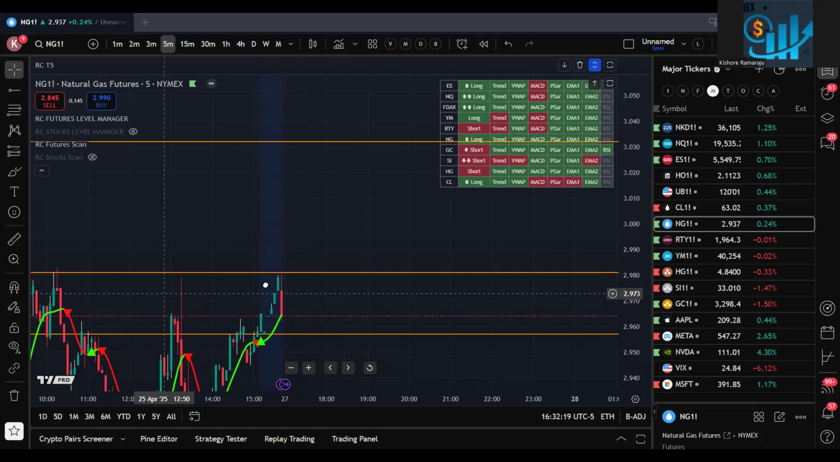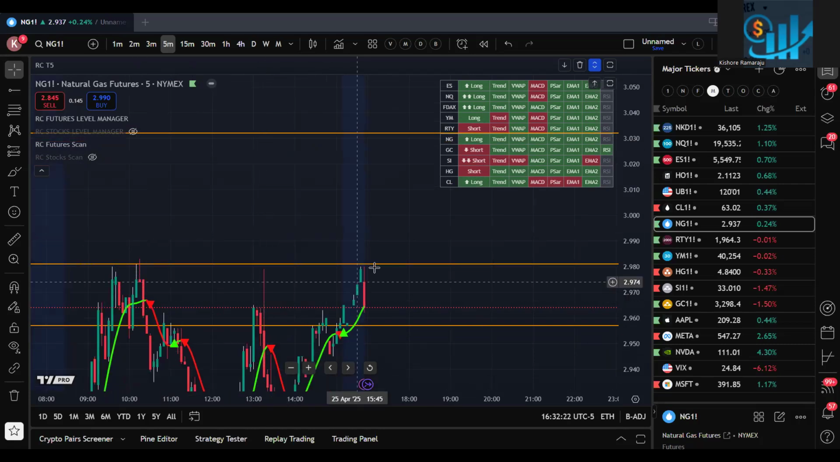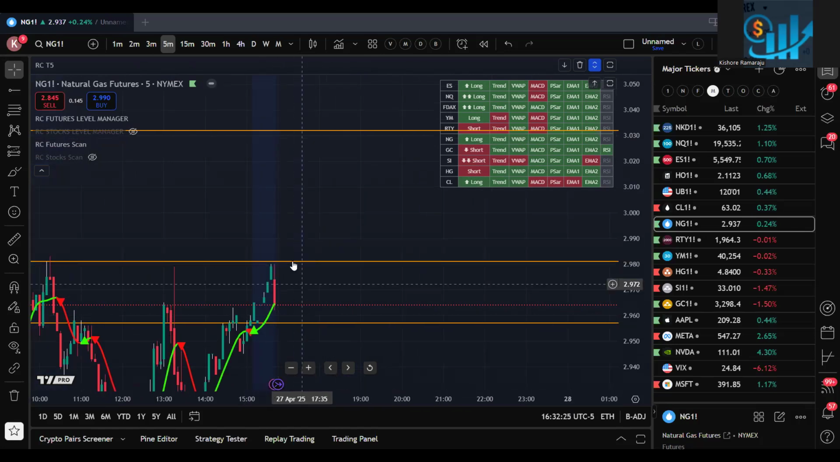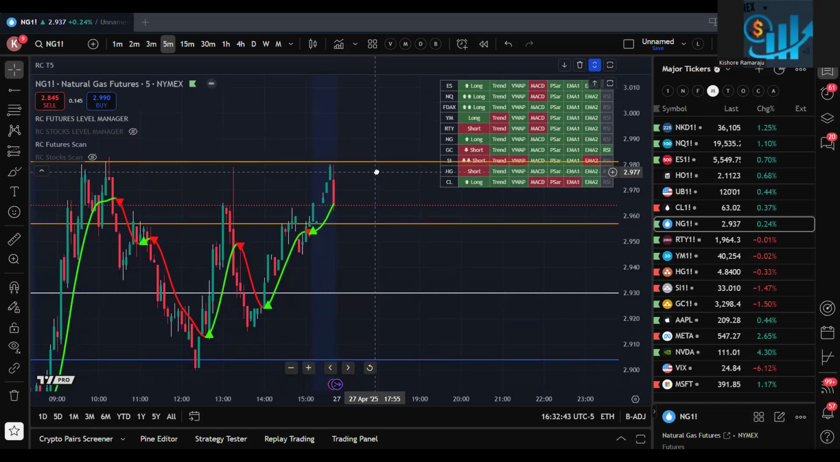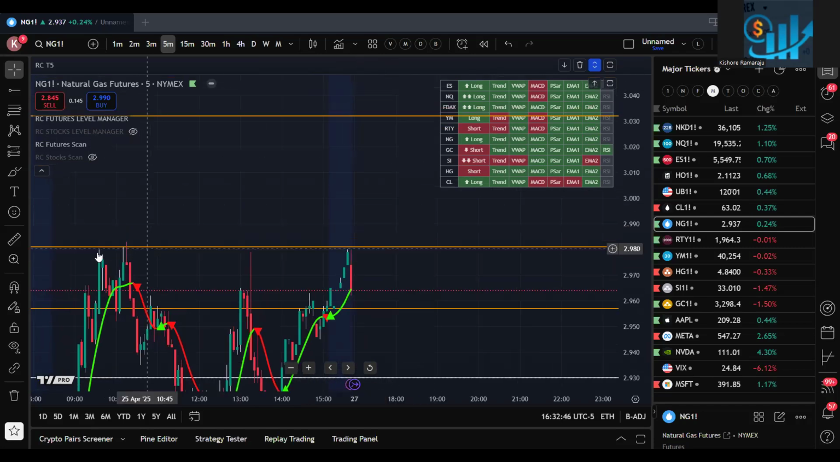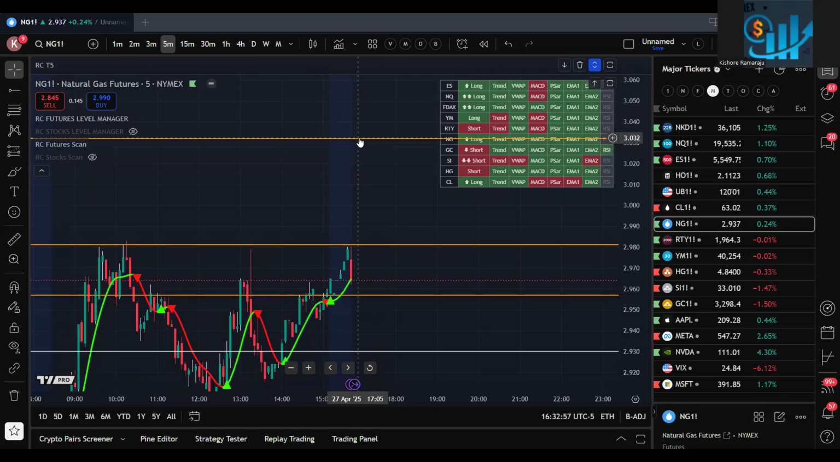Whenever it breaks, right, this resistance got touched once, twice, three times. Mostly, whenever the same level is touched multiple times, this time, on Sunday, tomorrow evening, you'll see price will break this resistance and go all the way to the top. Natural gas is looking very, very good for tomorrow evening, right? Whenever a support level is touched multiple times, that can be broken. Whenever a resistance level is touched multiple times, that can be broken too. So this time, mostly we'll see buyers coming here, breaking this level, taking natural gas price all the way to here. Because everything is looking green, right?